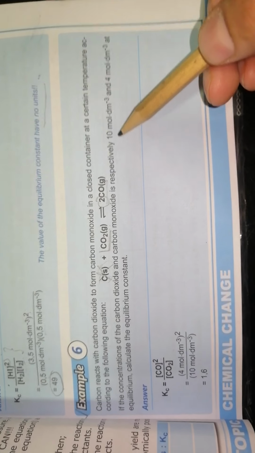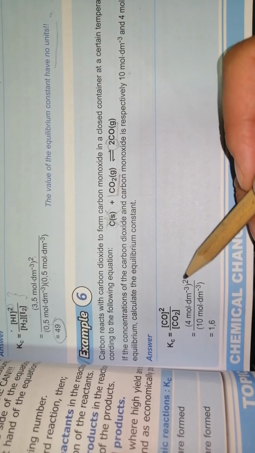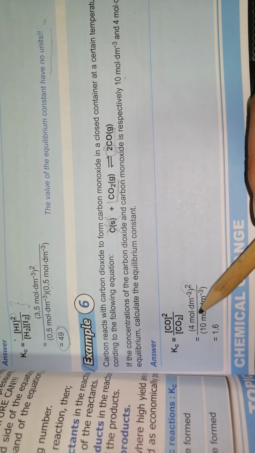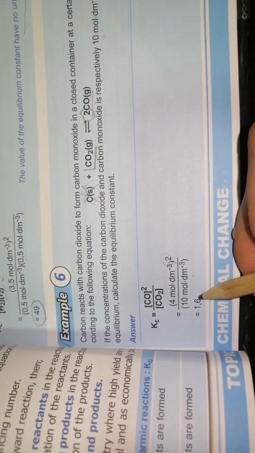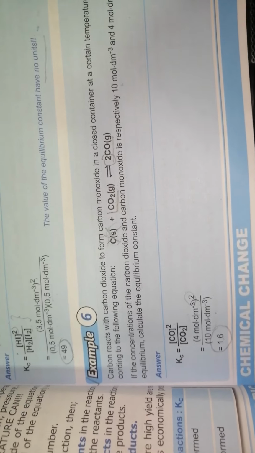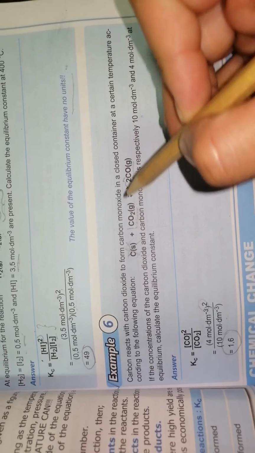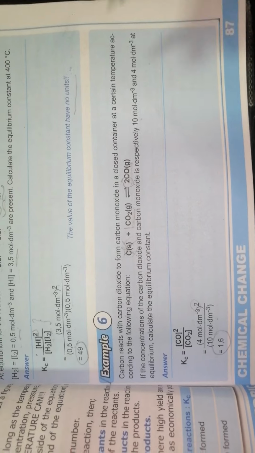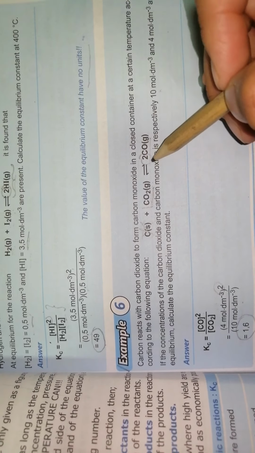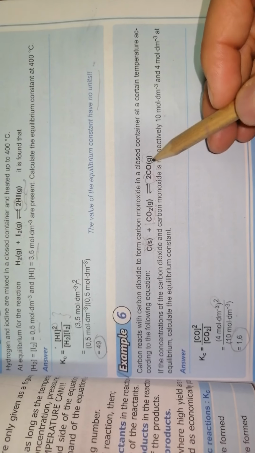Right, so they're telling us carbon dioxide is 10 and carbon monoxide is 4. So where you see carbon monoxide, you're going to put a 4 and then square it. And then you're going to divide it by carbon dioxide, which is 10. And that will give you a Kc value of 1.6. Now 1.6, it's not very high like how we did in this example of 49. But it's greater than 1, which means because it's greater than 1, you have more product than reactant, so you have more of carbon monoxide compared to carbon dioxide. So it means the forward reaction is happening more. That's why you're making more of the carbon monoxide product, and equilibrium shifts to the right hand side where carbon monoxide is.